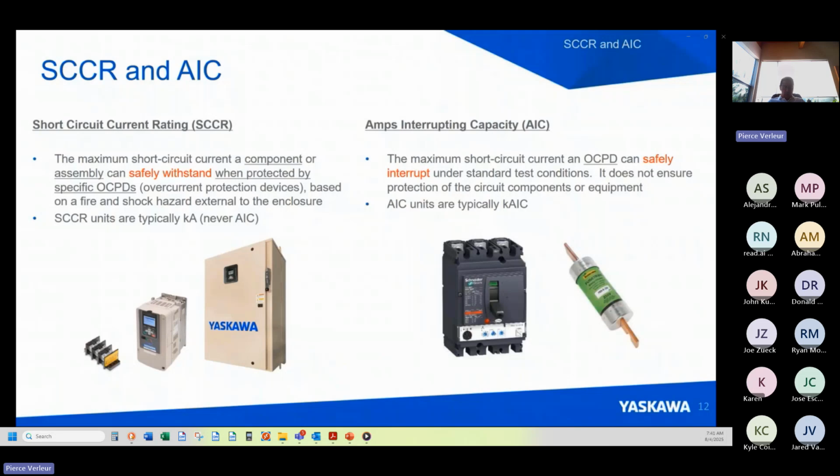Okay, and the amps interrupting capacity units are typically an AIC or KAIC. So again, on the left-hand side, when we talk about assemblies or components such as drives or terminal blocks, things that aren't meant to interrupt the current, those are expressed in KA. And on the right-hand side, these devices are expressed in AIC because they are interrupting devices. So hopefully that clears that up.